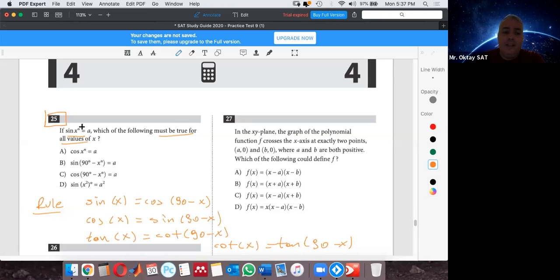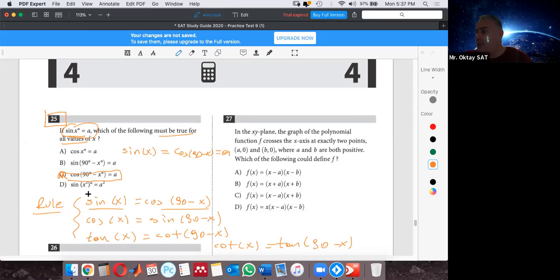So, sine of x is a. If sine of x is a, sine of x is equal to cosine of 90 minus x. This is also a. So when you look at it, cosine of 90 minus x is a. So, the answer is C. Just when you know this rule, you can directly solve the question.